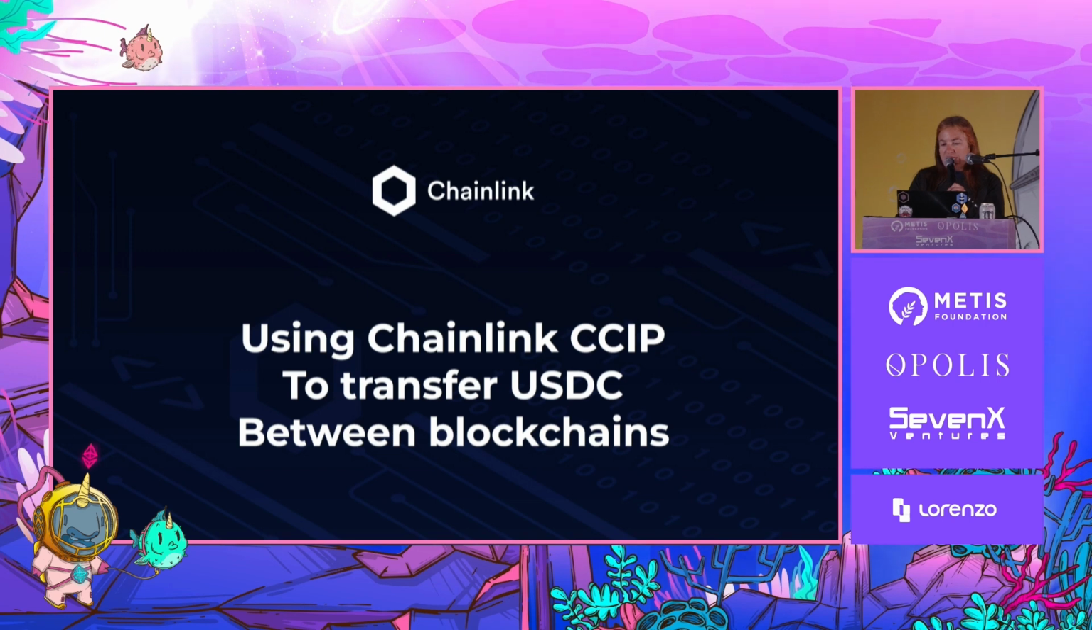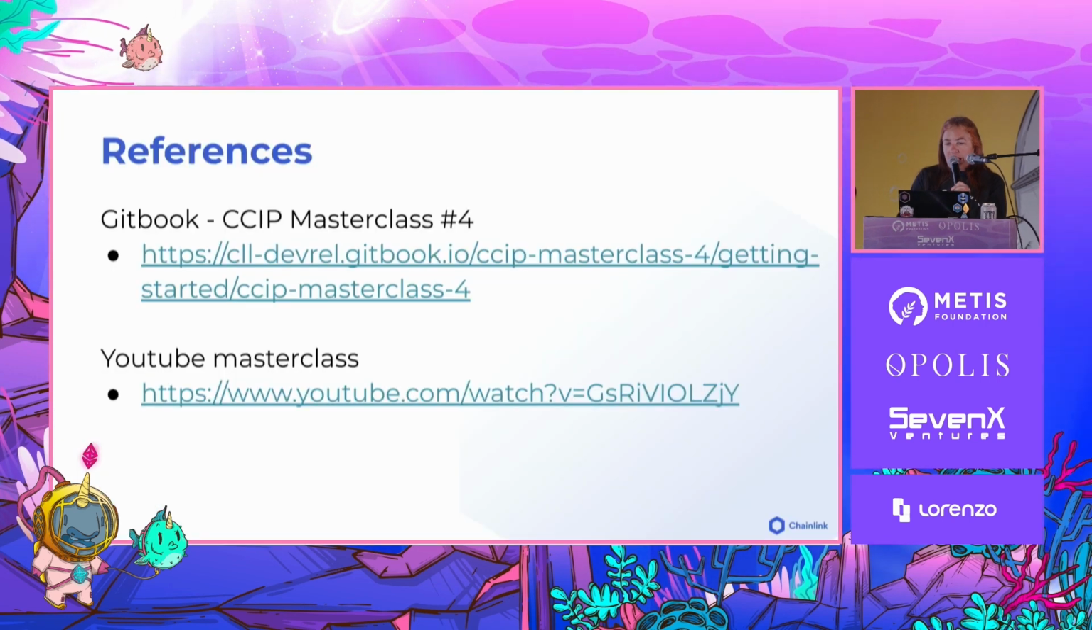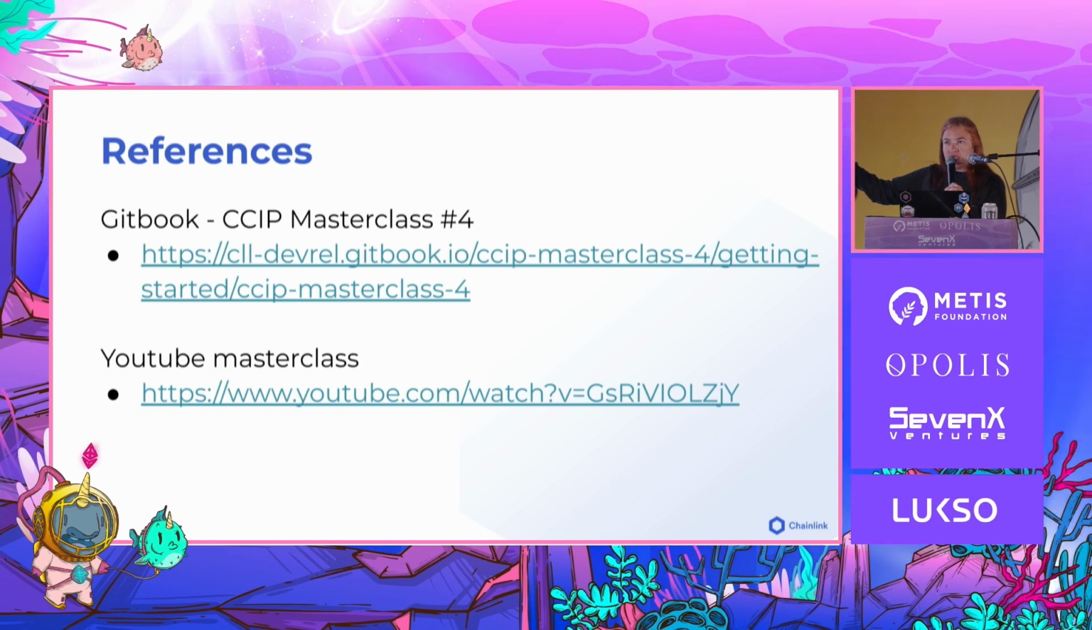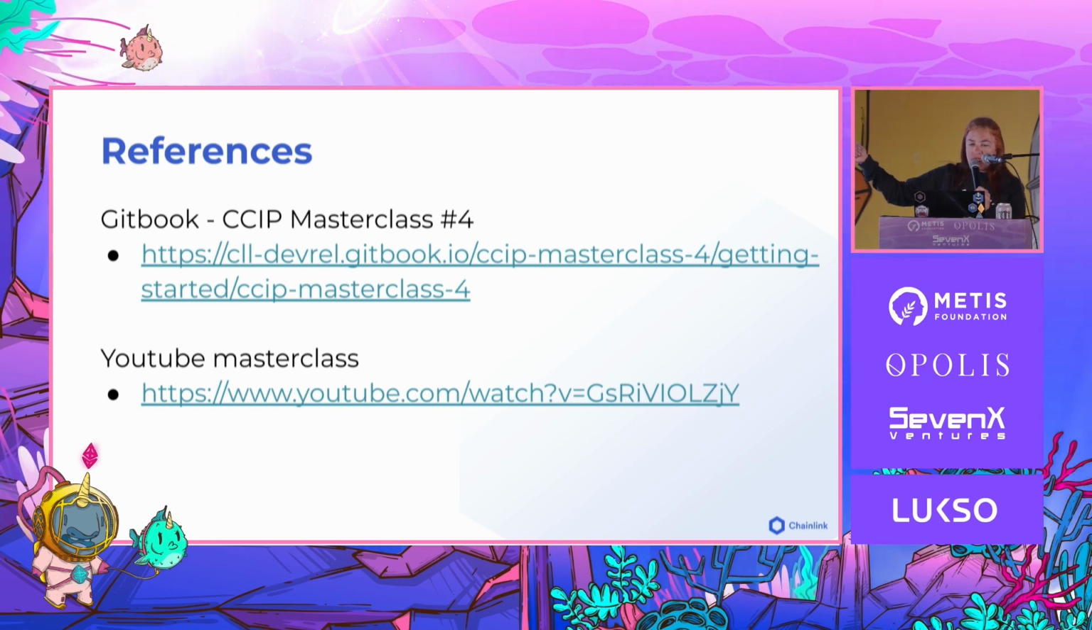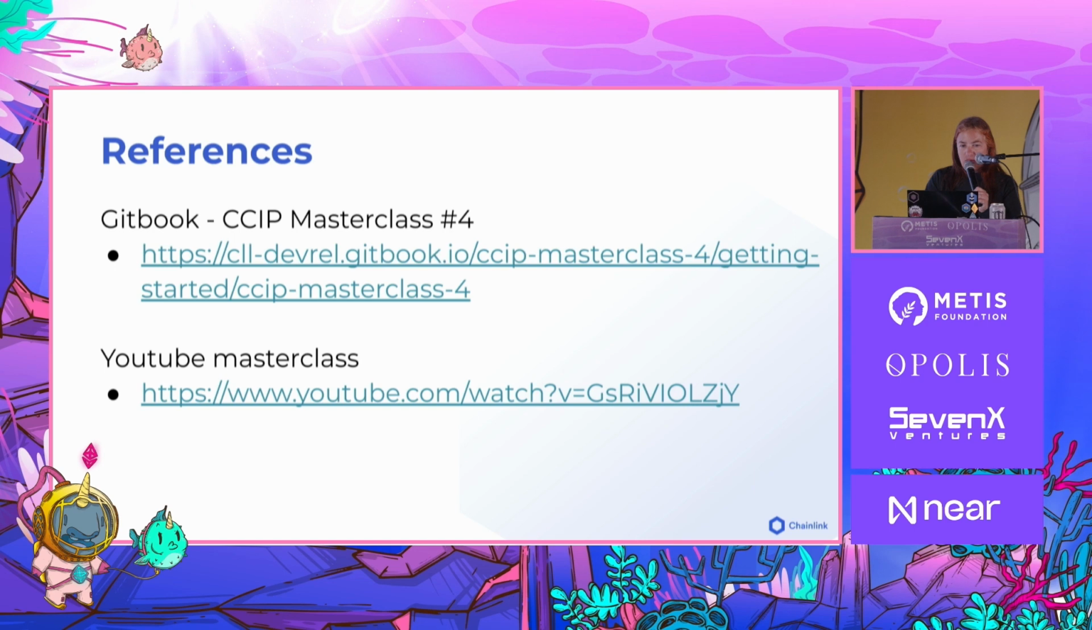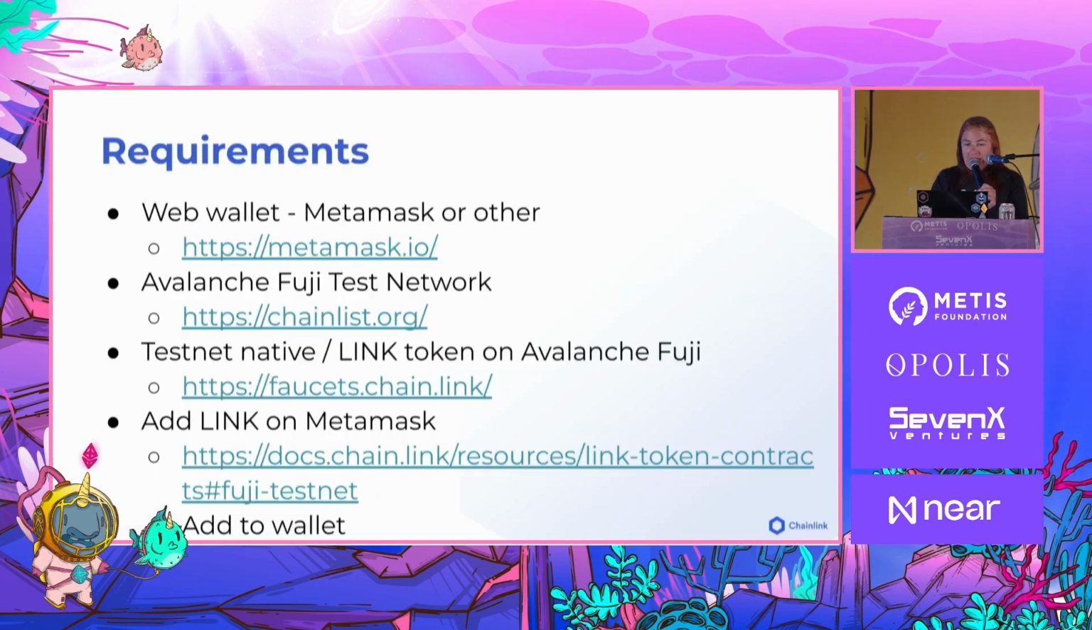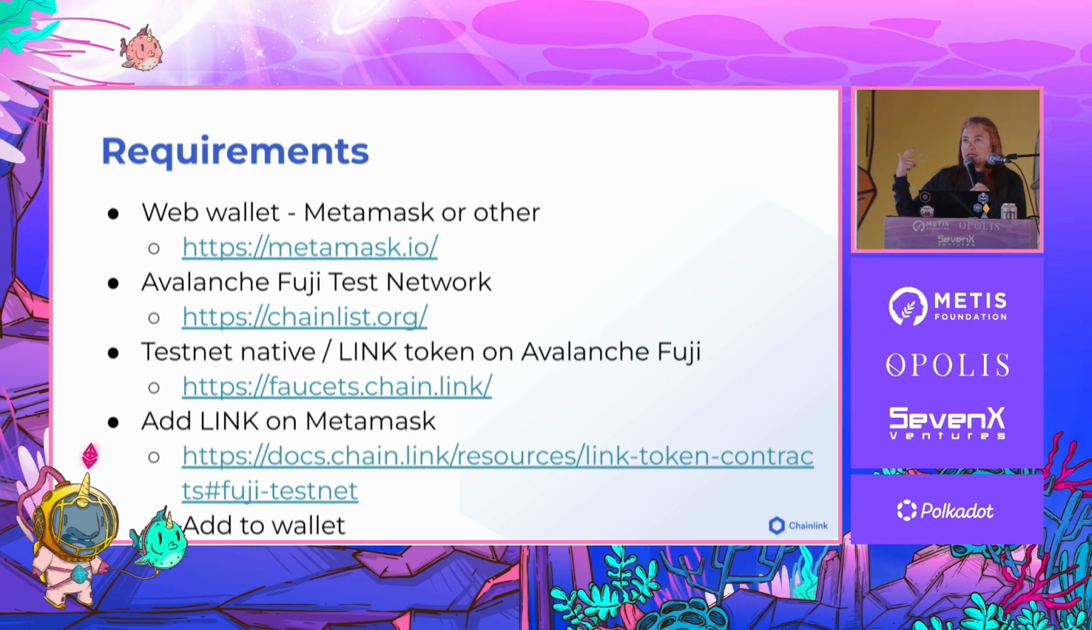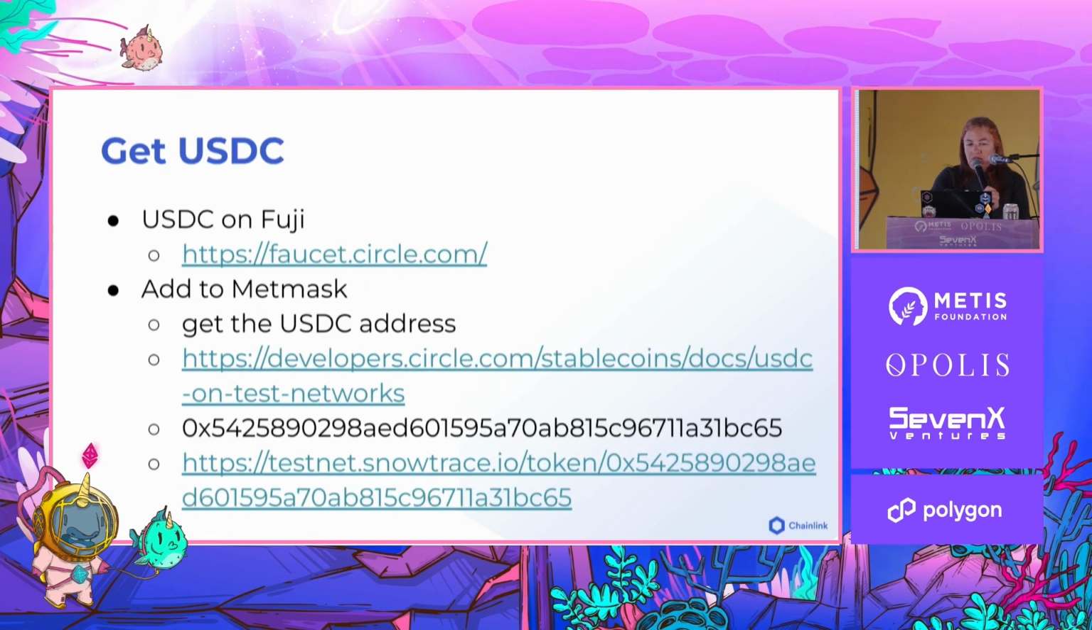And this is, we did the CCIP. This is the information that is important to you if you'd like to do this alone. You have this GitBook, you have a video as well. And we did this, so all the requirements are there. So to have the Avalanche Fuji, to have the token, to add the LINK, to have the USDC, you can have all the information on this presentation.